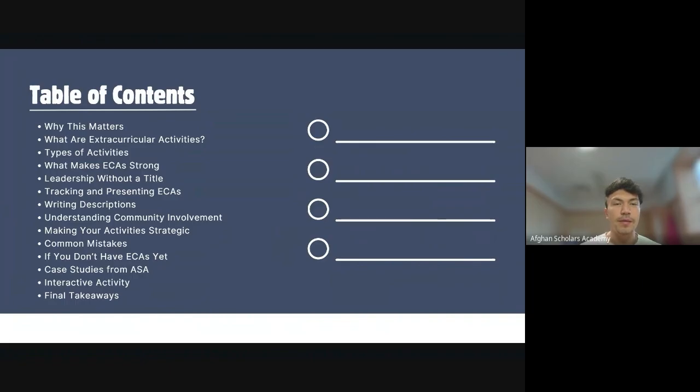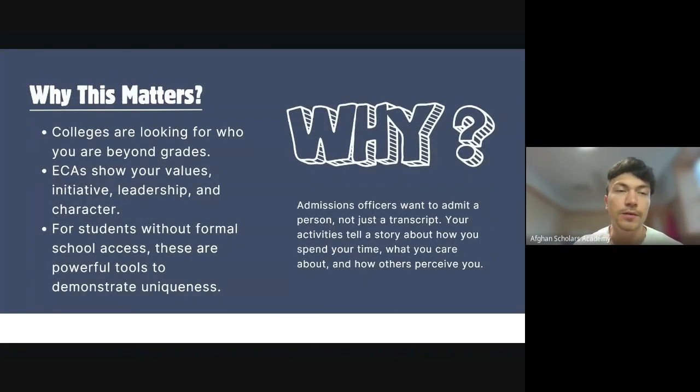Also understanding community involvement, the different ways of being involved, and making your activities more strategic, to the point, and clear, and some common mistakes that you should avoid. And if you don't have any extracurricular activities, what you should do. And case studies, and we will also have an interactive activity at the end. And finally, we will have some final takeaways from this session.